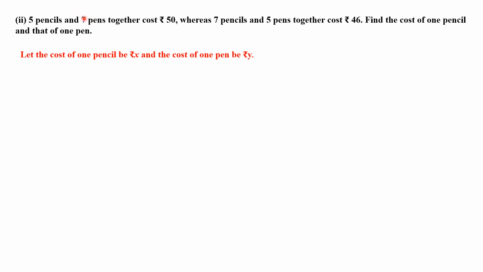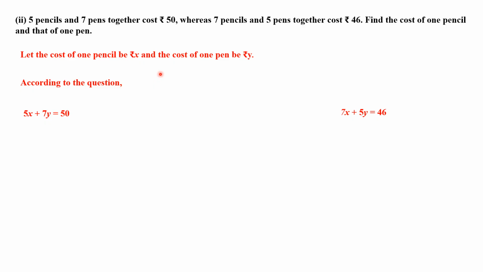So the cost of 7 pens will be 7y rupees, and the total sum is 50. So the first equation is 5x plus 7y equal to 50. In the same way for the other equation, 7 pencils and 5 pens together cost 46 rupees. So again I can write 7x plus 5y equal to 46 rupees.